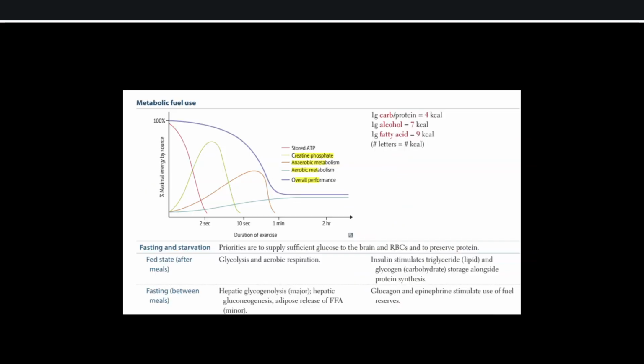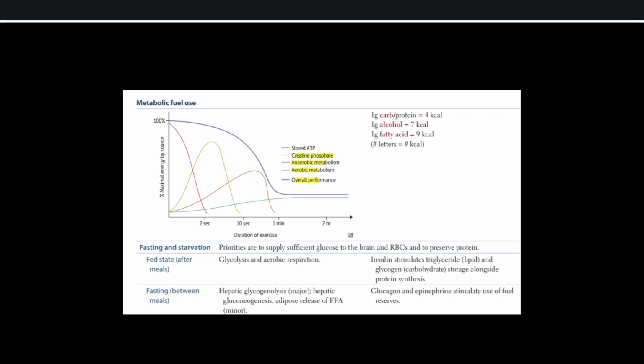Okay. Next thing we should take a look at is that a lot of questions they will pose to you are about when the person started to deteriorate post fasting, right? Your energy stores are not built the same way, right? Within 2 seconds you're going to consume your ATP. Within 10 seconds you're going to consume your creatine phosphate. Within a minute you're going to start to make use of anaerobic metabolism, right?